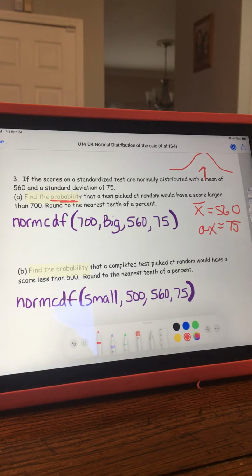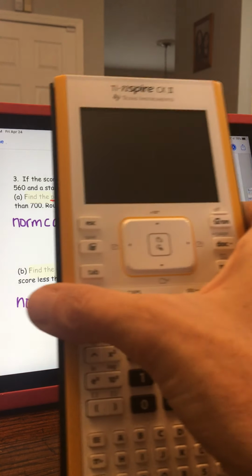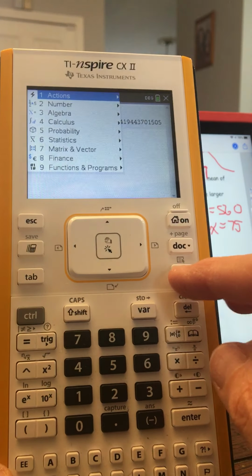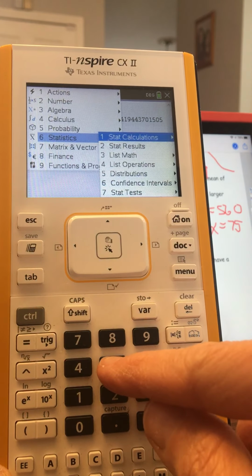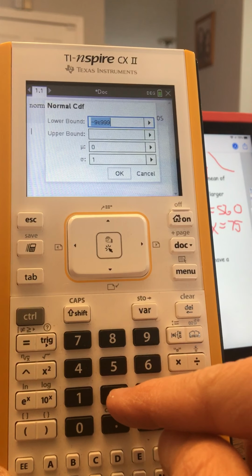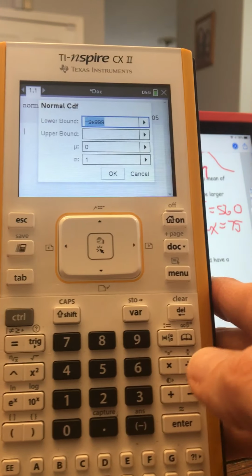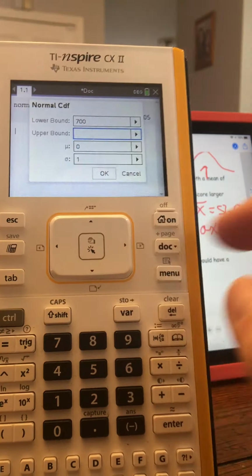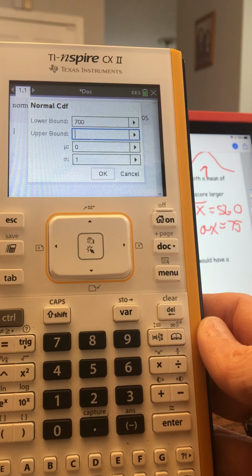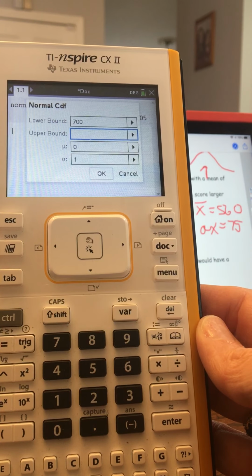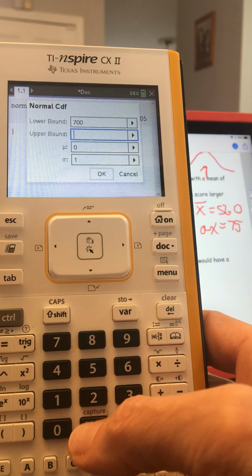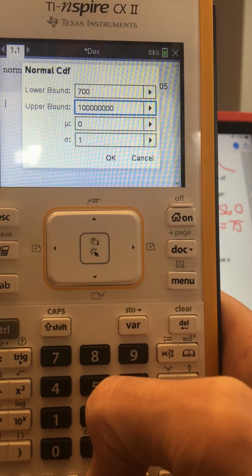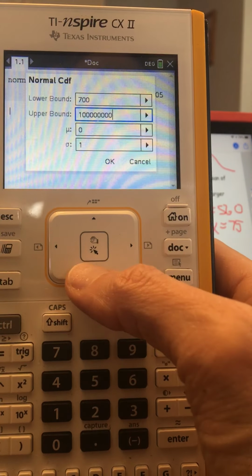Okay, so let's see. Here's how we put this in the calculator. So we're gonna go to, again, menu, 6, 5, 2. My lowest number was 700. And now I don't have the other number, right? We said we're going to put in a big number because we just want something larger than 700. So you're just going to put in a really big number. So 100000000. Okay, it doesn't matter. You just put in something big. I wish there was an infinity button, but there's not.